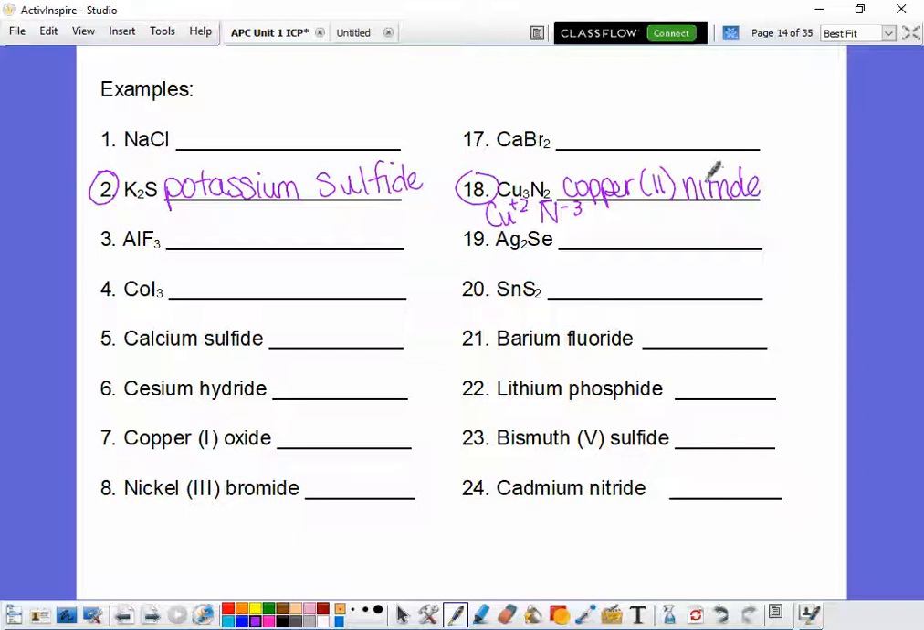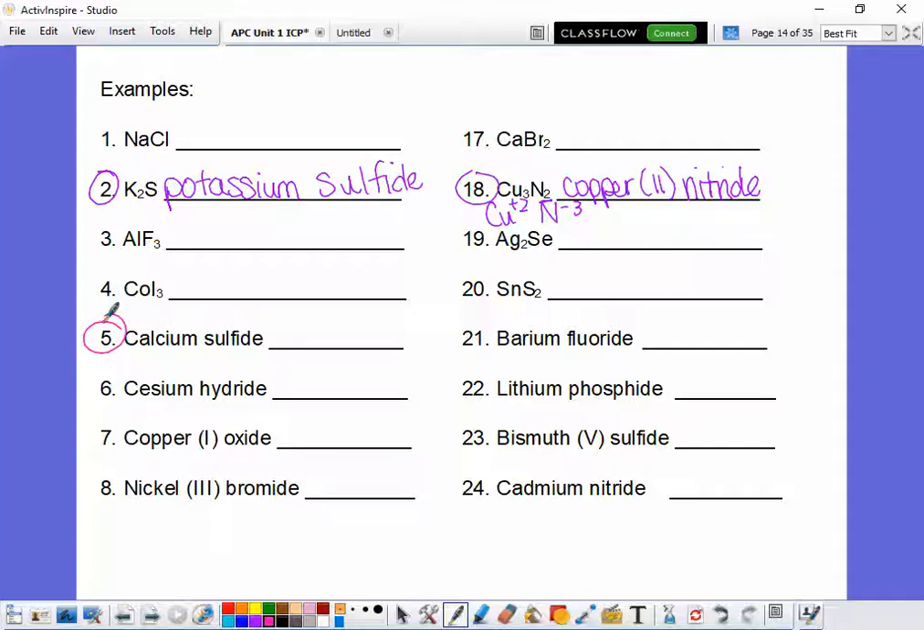My pen is skipping. Okay. Let's look at, oh, hey, look, I said we don't use bismuth that much, and look at number 23. I lied to you, sorry. Number 5, calcium sulfide.